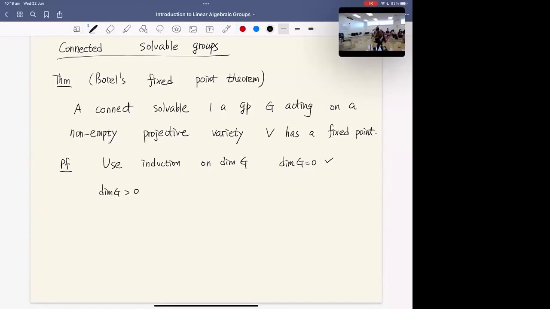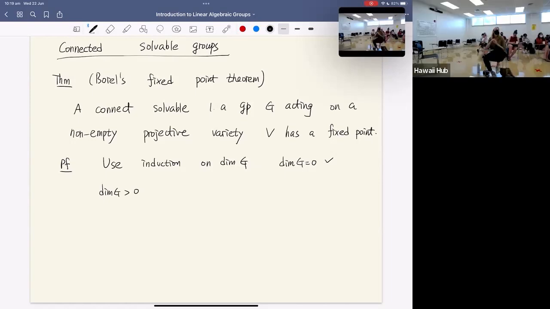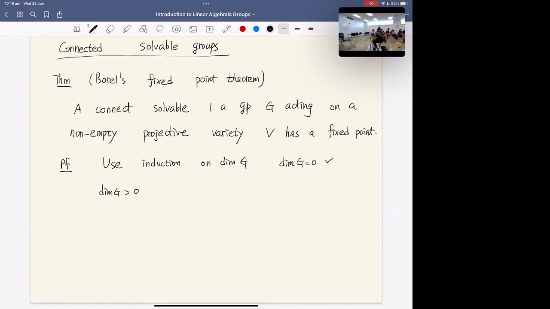So we want to use the property of the group being solvable. So where should we use induction from? Which group do we want to have as a smaller dimension group so that we can use induction? The commutator subgroup. Do we all recall what solvable means?